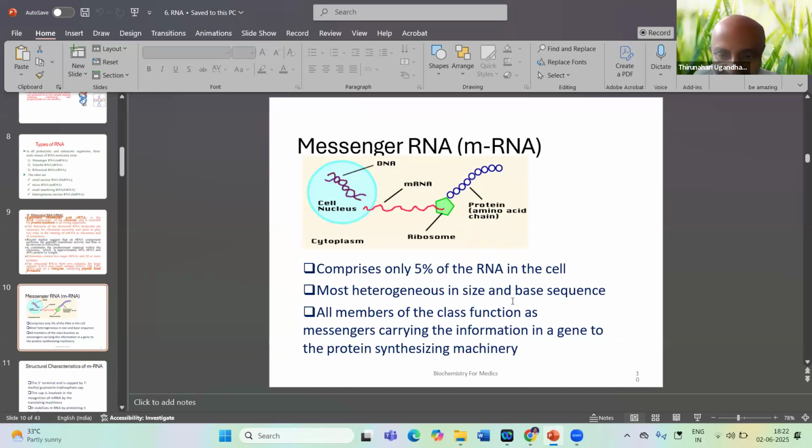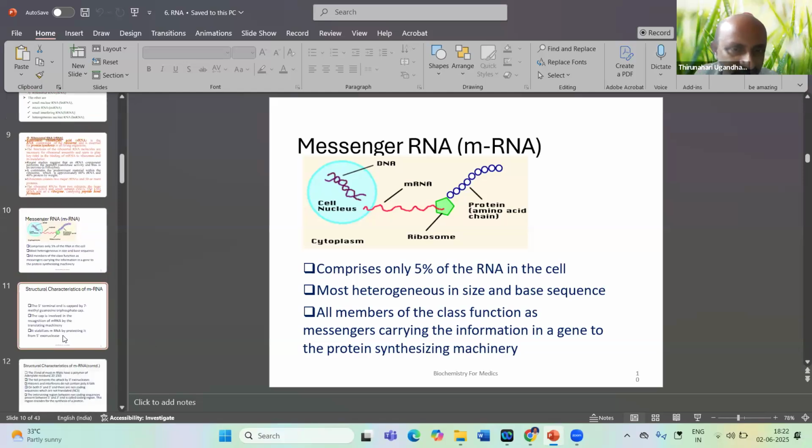It is heterogeneous in size and base sequence, and all members of this class function as messengers. Messenger means it carries the information from the gene to the protein synthesis machinery. That is called messenger RNA. Then protein synthesis takes place.